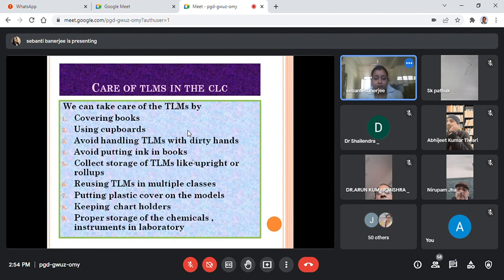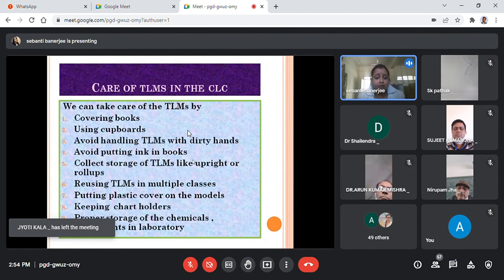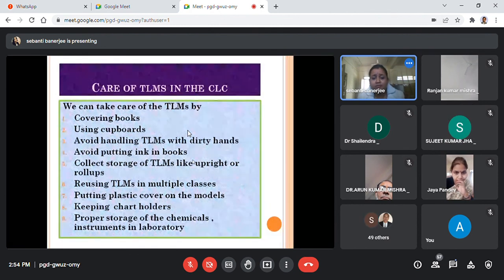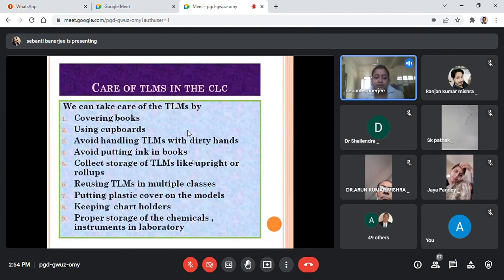Avoid putting ink on books. Use storage for TLMs like uprights and rollouts. Here, uprights and rollouts are basically used for maps and charts. They can be rolled and put into a proper case. And in this way, they will last for a longer period of time. Reusing TLMs in multiple classes. Yes, we can use TLMs in multiple classes. Putting plastic covers on the bigger models which we use. We can put plastic and cover it and preserve it for a longer time.